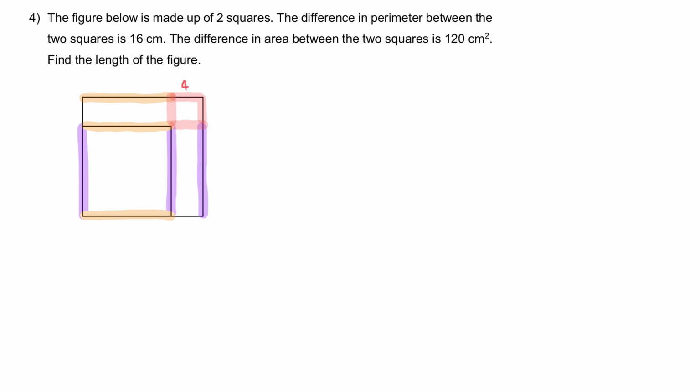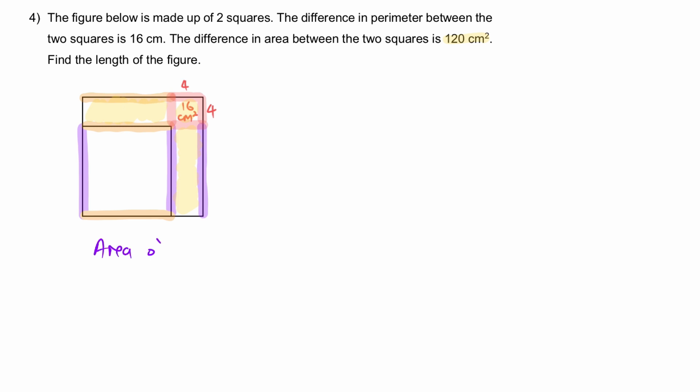4 and 4. The area must be 16 cm square. 16 cm square over here. Now we can look at the difference in area between the two squares. They are 120, which means this entire area plus the 16 plus this similar rectangular area is 120. Hence, can we figure out the area of this rectangle?